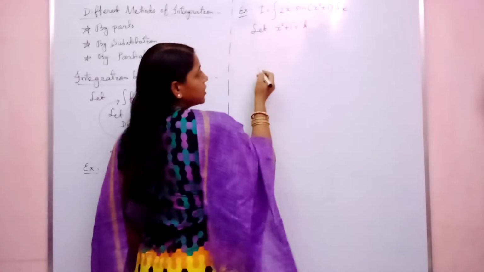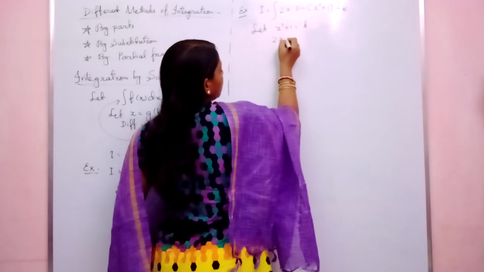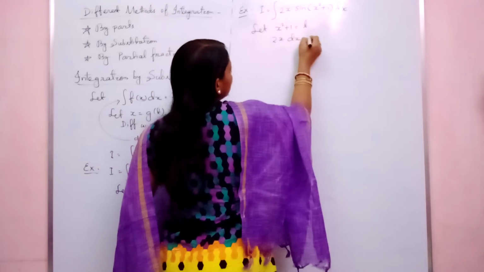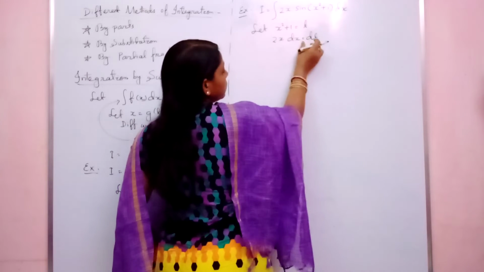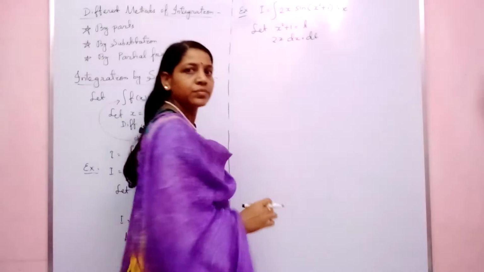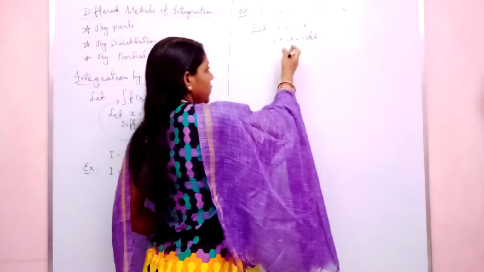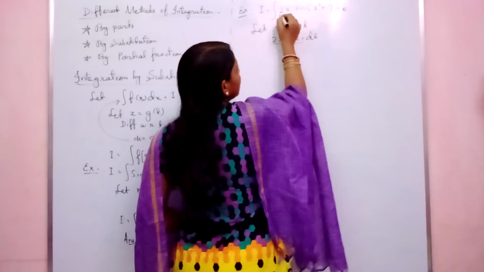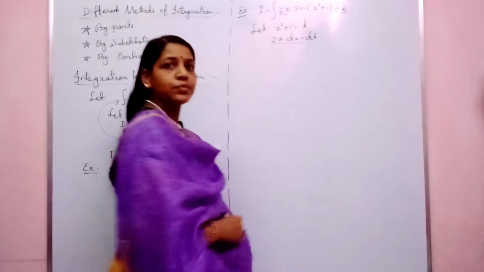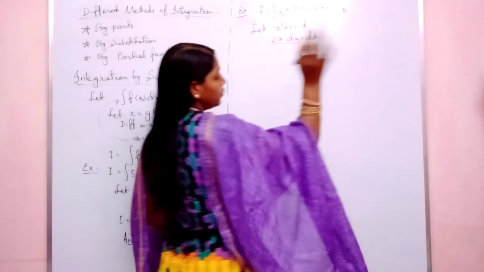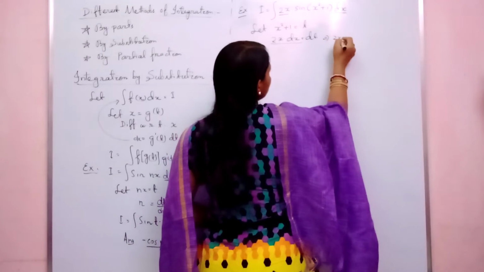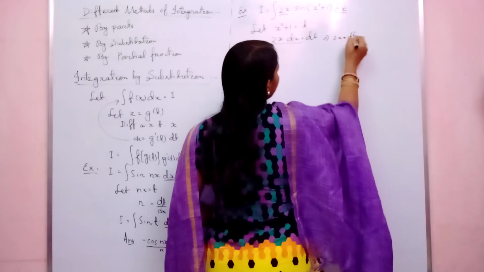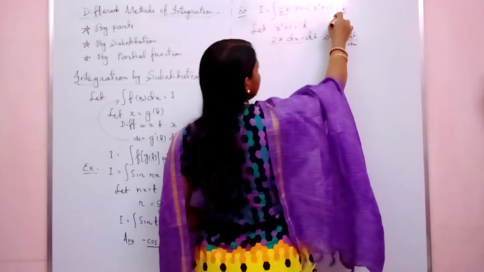Now differentiate with respect to x. What you will write? 2x dx equal to dt. Actually you have to write 2x equal to dt by dx. Directly I am writing. You just have a practice of writing like this, so that directly you can substitute. Now you see 2x dx. It is directly present. Yes or no? Still if you are not habituated, you write like this. 2x equal to dt by dx. Then you substitute here.